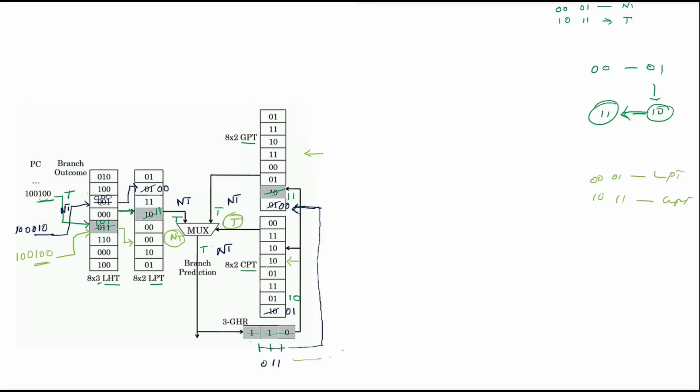So since the output is 10, we have to consider that. So obviously, what will be the output here? The output is going to be taken case. Understood, Anna? So here only, the branch prediction comes. And accordingly, we have to make changes here.